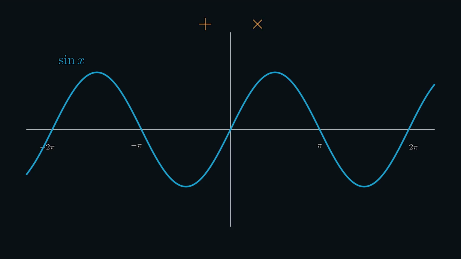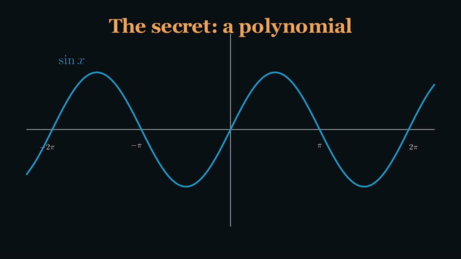Your computer cannot compute the sine function, not directly. Deep down, all it can really do is add and multiply. And yet, ask for the sine of any number, and the answer appears instantly. The secret is a polynomial.